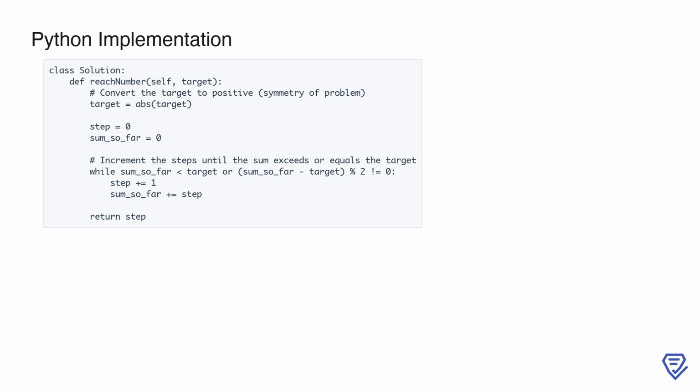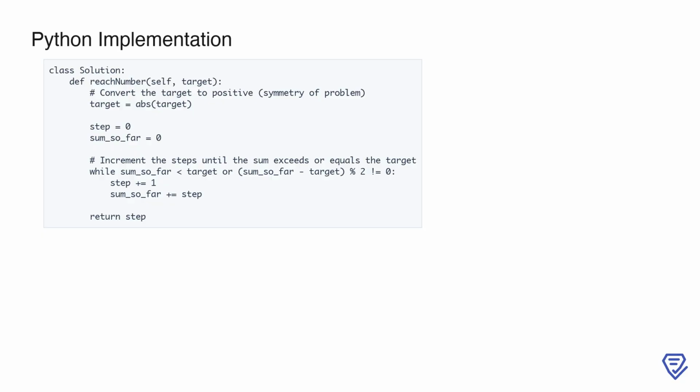3. Increment steps until conditions are met. The while loop ensures that two conditions are satisfied. The cumulative sum_so_far should be greater than or equal to the target. We must at least reach the target. The difference between sum_so_far and target must be even. This is because flipping a step, changing it from plus to minus, adjusts the sum by an even amount. If the difference is odd, it is impossible to reach the exact target. The loop increments step and adds it to sum_so_far until both conditions are met. 4. Return the result. Once the conditions are satisfied, the function returns the number of steps taken.